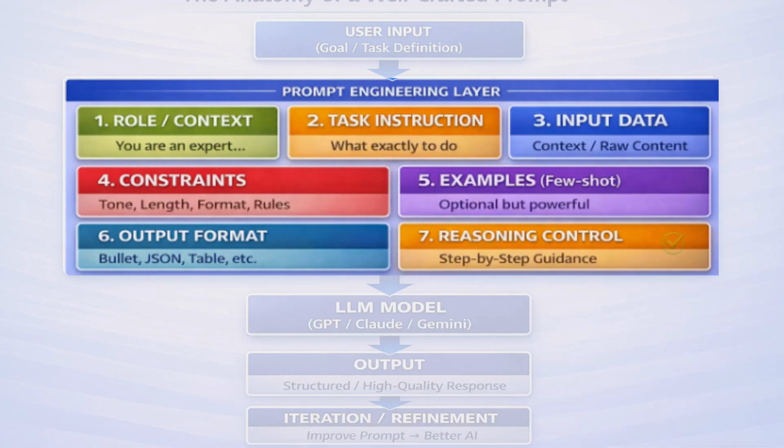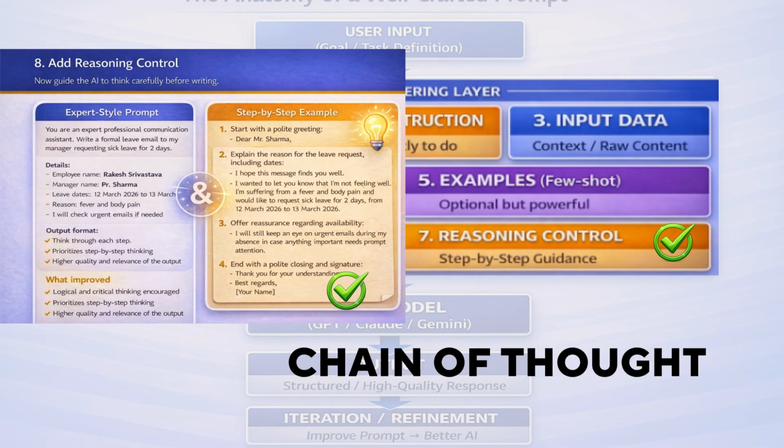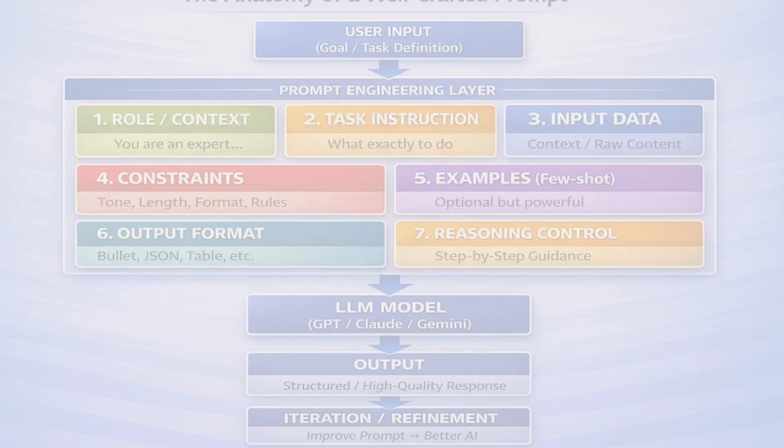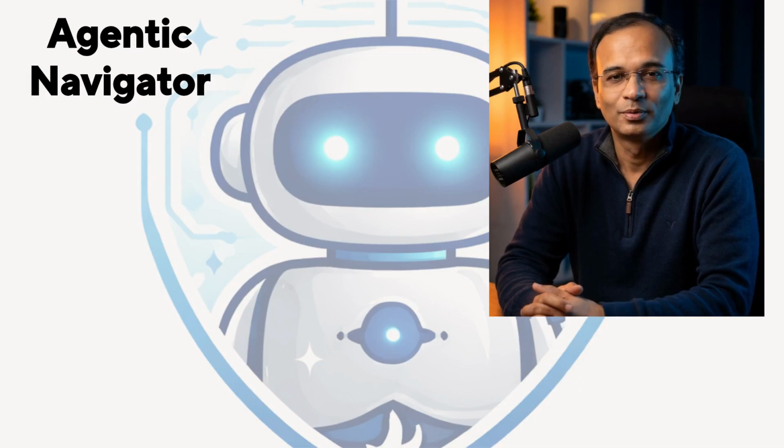And the last block is the reasoning block. Here we help the AI think step by step to solve complex tasks. And this is the block where the advanced prompt engineering technique called chain of thought is used. Now that we've combined all the prompt blocks together, this is what a powerful, well-crafted prompt looks like in its final form. There's a lot more to prompt engineering than we could fit into a single video.